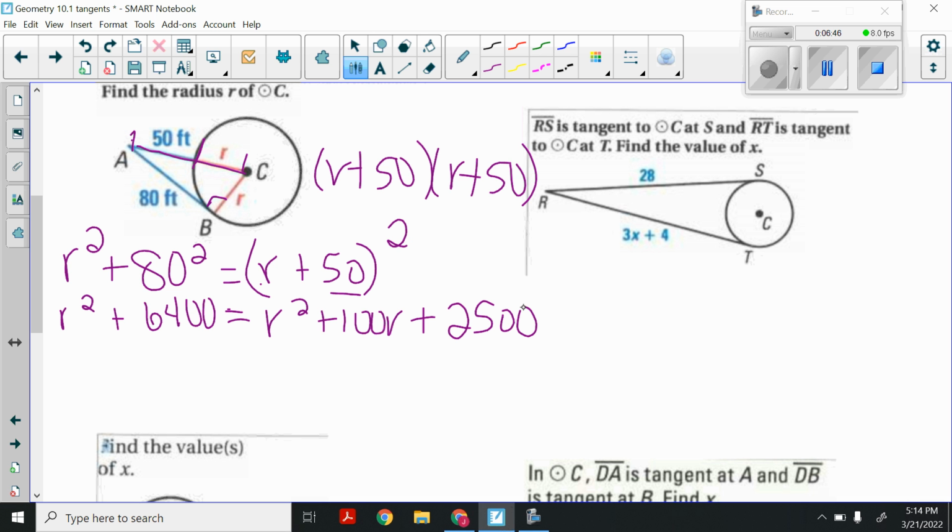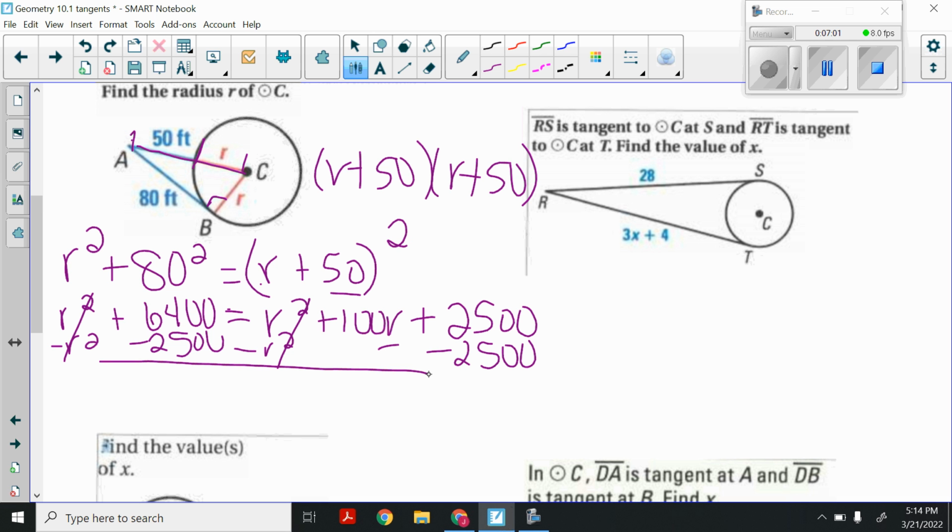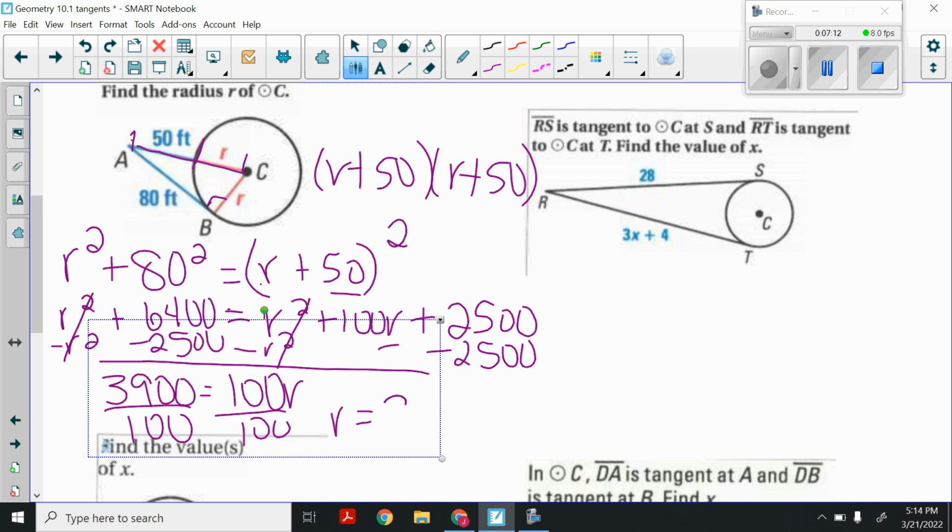So now I notice I have an R squared on both sides. If I subtract R squared, notice how nicely they cancel each other out. Now I'm just trying to get R by itself, so I'm going to subtract 2,500 from both sides. So now I have 3,900 equals 100R. I need to divide everything by 100, and I find that my radius is equal to 39. My units here were feet, so the radius is 39 feet.